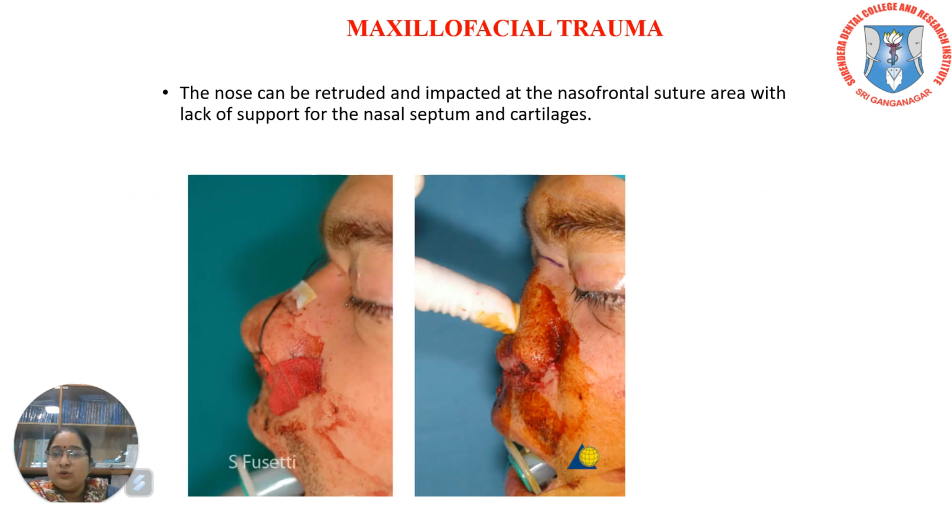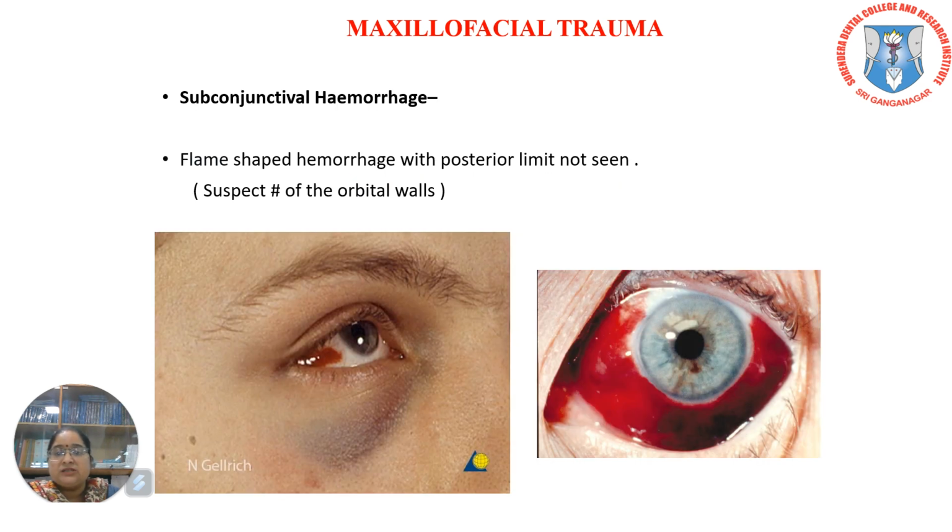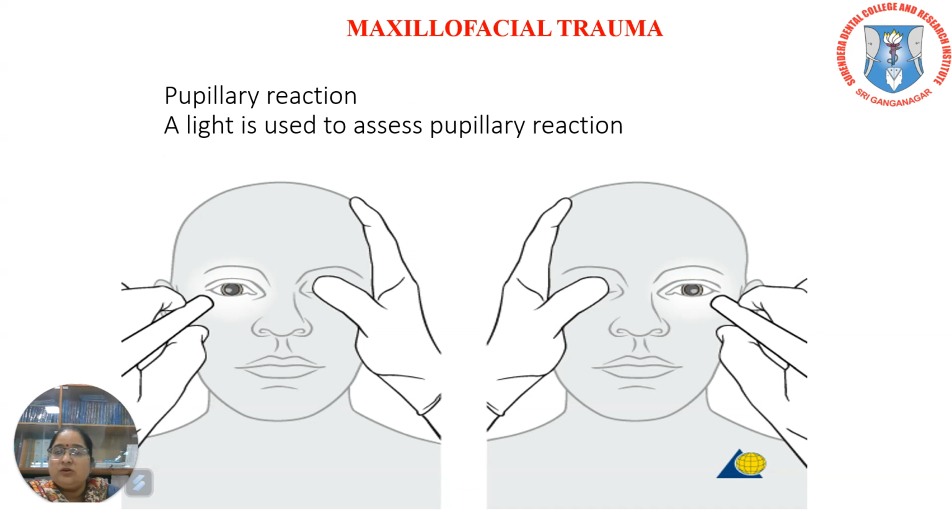Nose: we can check whether the nose is retruded or impacted at the nasofrontal suture area, with lack of support for nasal septal or cartilage fractures. We can easily check it by pressing over the nasal area. Subconjunctival hemorrhage: we can see a flame-shaped hemorrhage, the posterior limit of which is not seen. Most commonly seen in Le Fort fractures or zygomatic fractures, suspected fracture of the orbital walls.